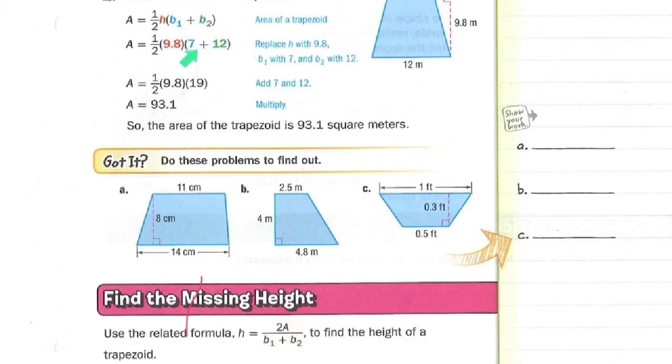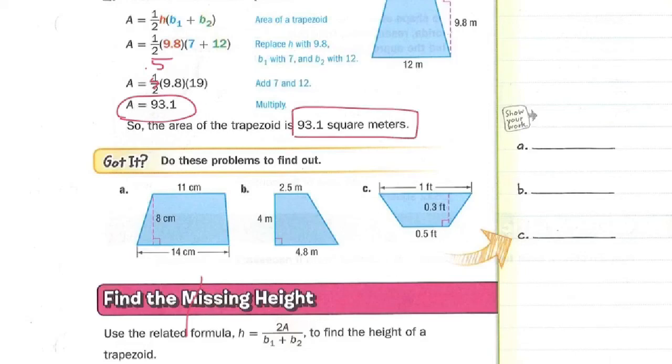The first thing we should do is add 7 plus 12 and get 19. 19 times 9.8 times 1/2. Remember what we said, we can change this 1/2 to 0.5 and simply multiply on our calculator, and we would get 93.1. The area is 93.1 square meters.